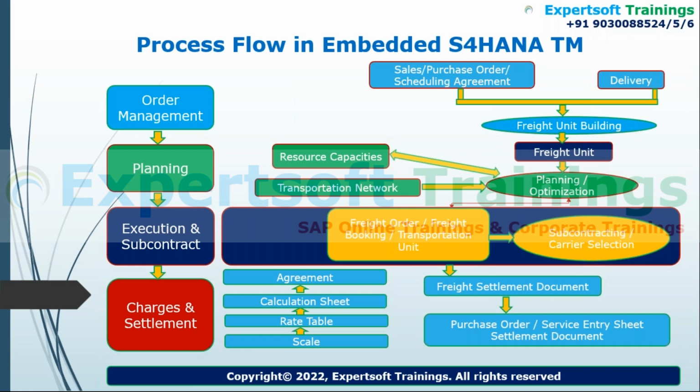The planning will be done by the optimizer, and for the optimizer's working, we are going to utilize the resource capacities and the transportation network. And as you said, this finance part, once the freight settlement document is created, will be taken care of in ECC. All other things like planning, order planning, execution, everything will happen in the SAP TM system.